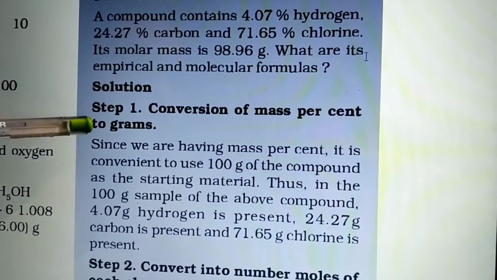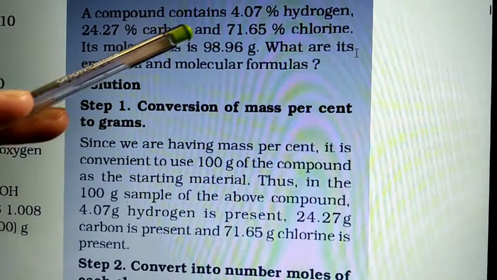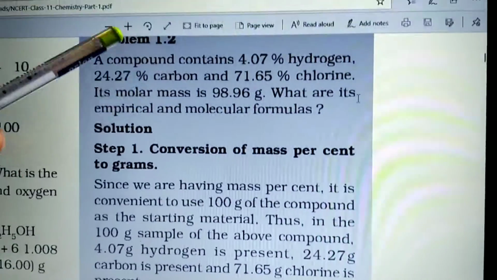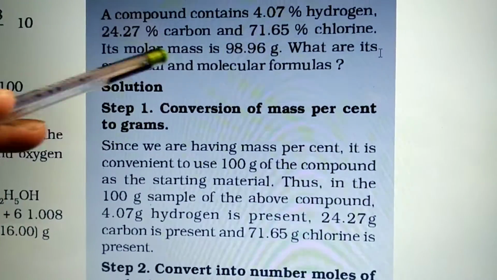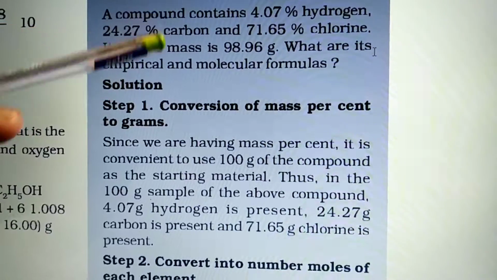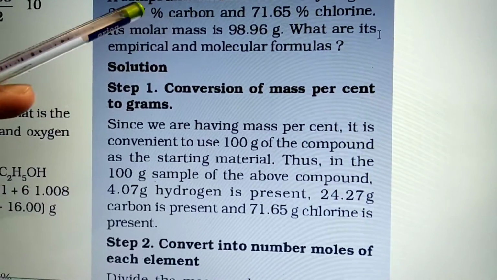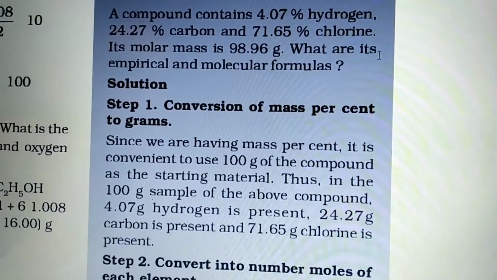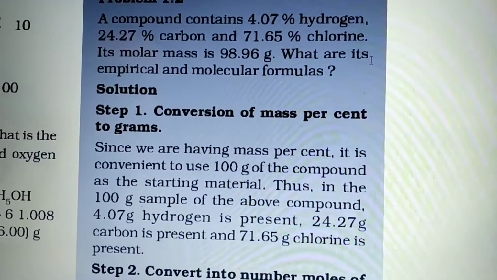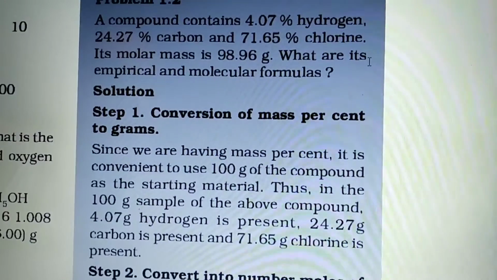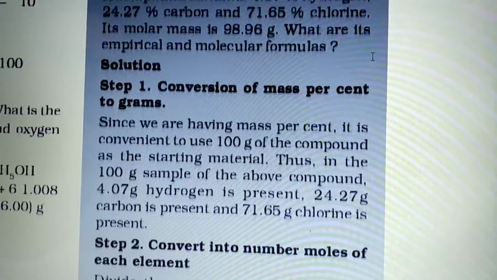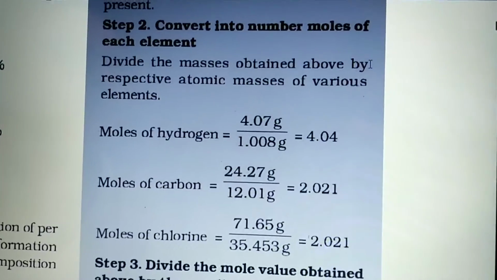Step 1 is to convert the mass percentages into grams. The total percentage must be 100, so here it is a total of 100 gram. So these will be in grams, 4.07, 24.27 grams, right? So step 1 is to convert them into grams. Then step 2, convert them into moles.